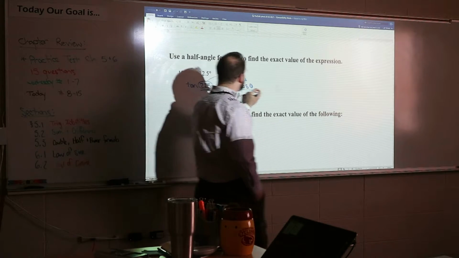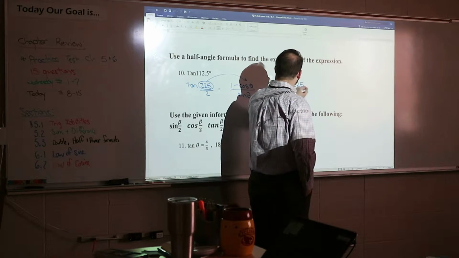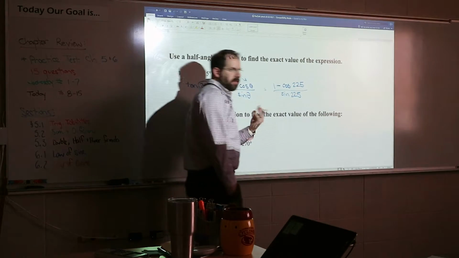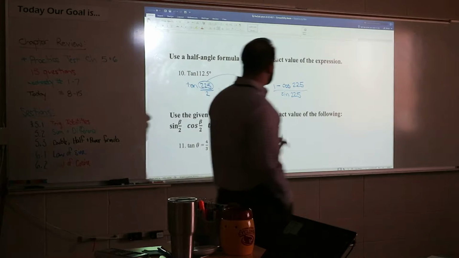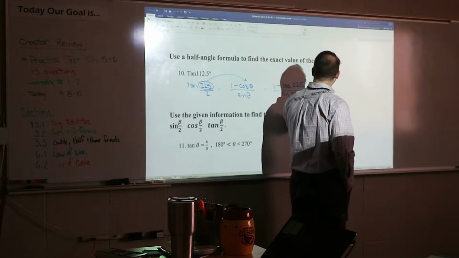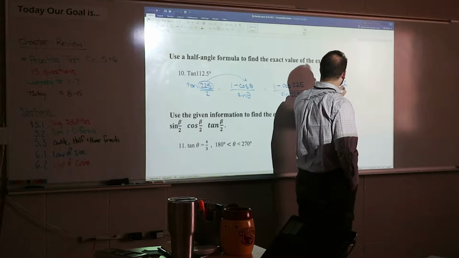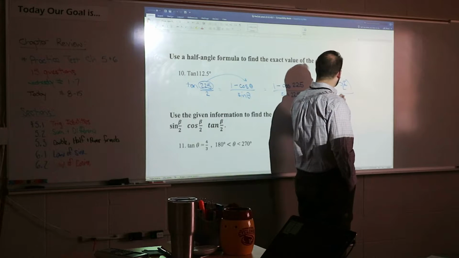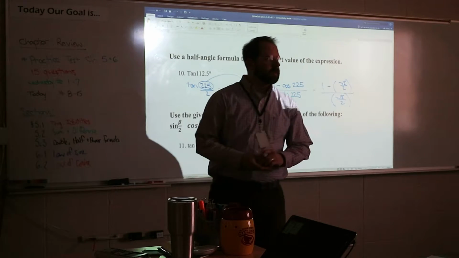Now, the 225 is going to actually go in. So cosine of 225, sine of 225, because that's the angle that they're cutting in half. And then I'm just going to rattle off what those answers are. If you go to your property sheet, the cosine of 225 is negative root 2 over 2. And the sine of 225 is negative root 2 over 2. And then you can simplify from there.